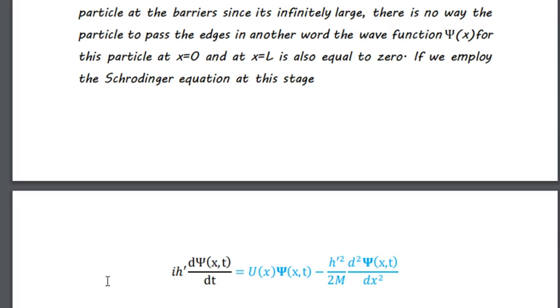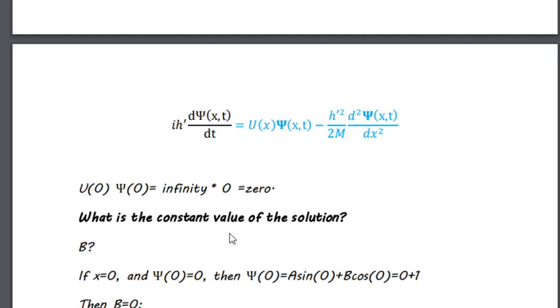If we employ the time-independent Schrödinger equation at this stage, applying the boundary condition x equals 0, we have the multiplication of the potential energy at x equals 0, which is infinity, by the wave function at x equals 0. Because there is no particle outside the boundaries between 0 and L, the wave function is 0, and this product results as 0.